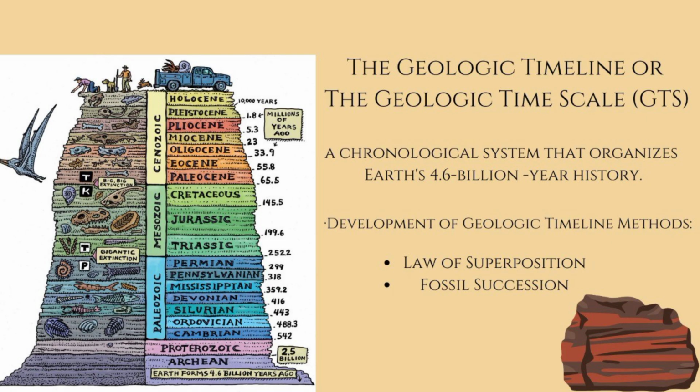The geologic timeline or the geologic timescale. This scale is a fundamental tool for organizing the planet's history into units of time based on geological and biological events. The development of the geologic timeline involved contributions from various scientists over centuries. It relied on relative dating methods, which place events in order without assigning specific numerical ages. These methods included the law of superposition and fossil succession.